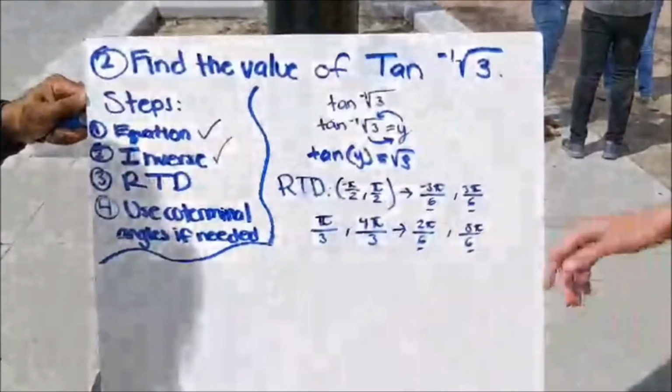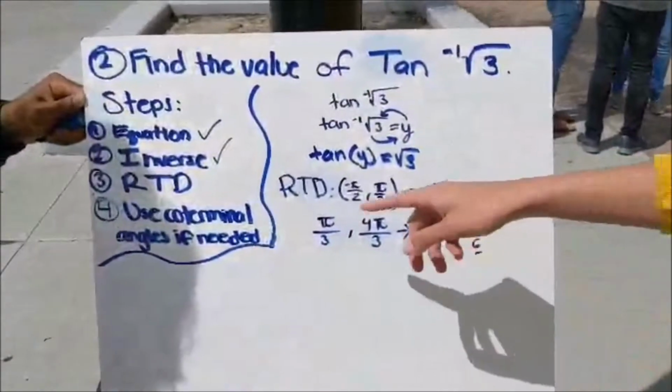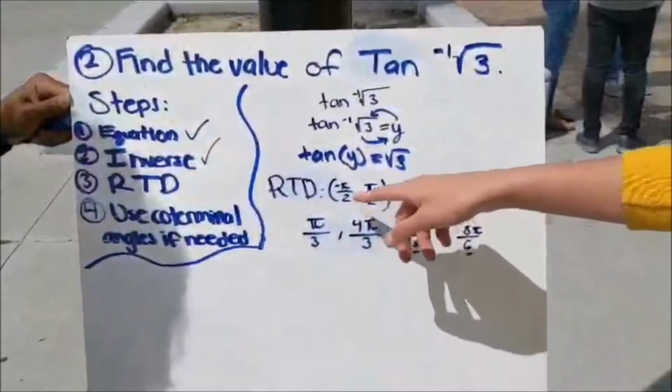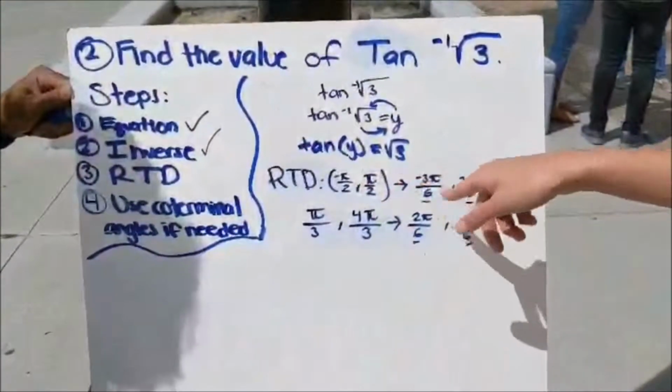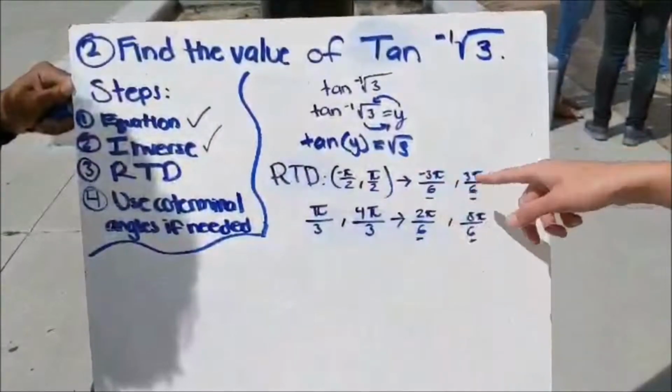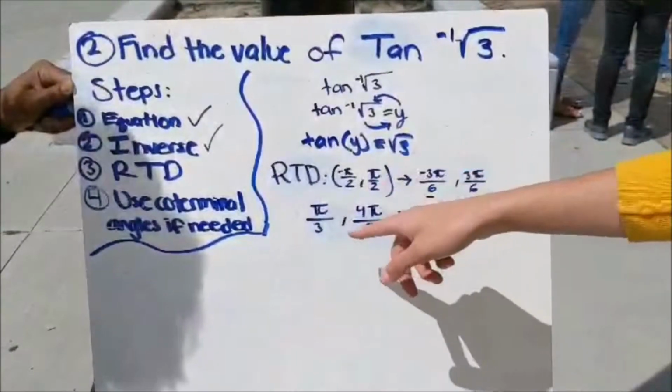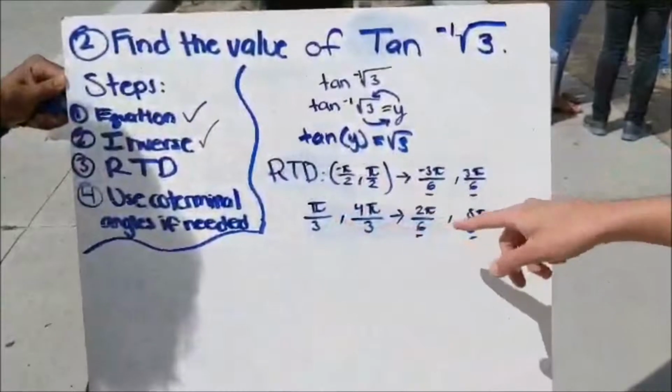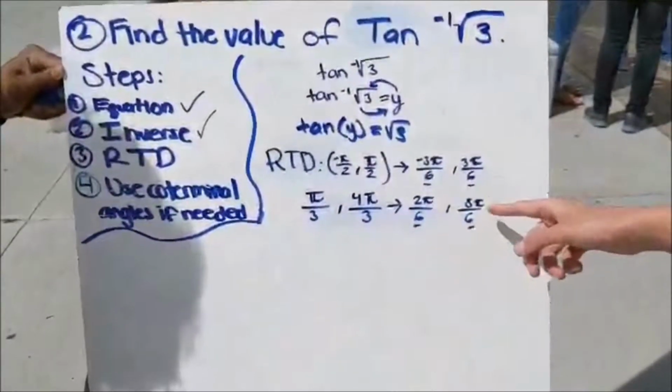Alright, so for this problem, since we want to make the denominators the same, so for restricting the domain, we're going to want to times it by 3. So if you go over here, it'll be negative 3 pi over 6 and then 3 pi over 6. And then we're going to want to times this by 2. So then it'll be 2 pi over 6 and then 8 pi over 6.